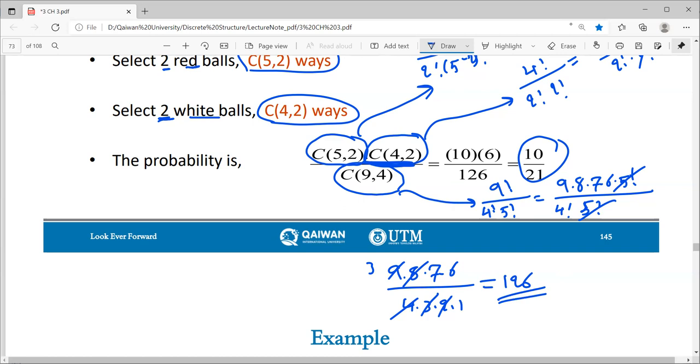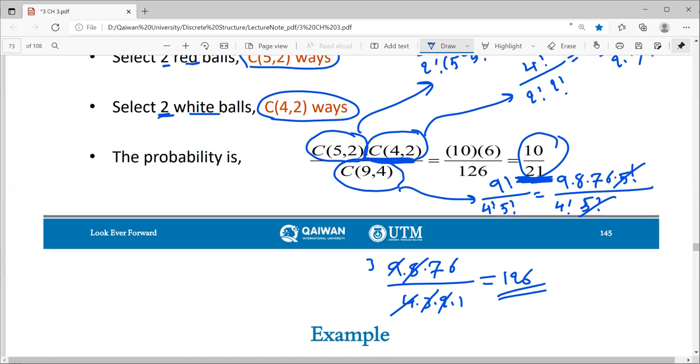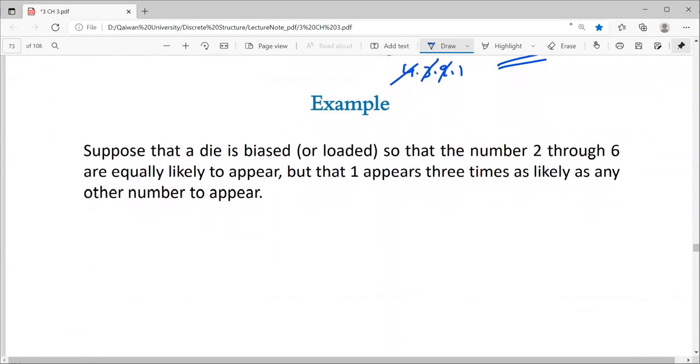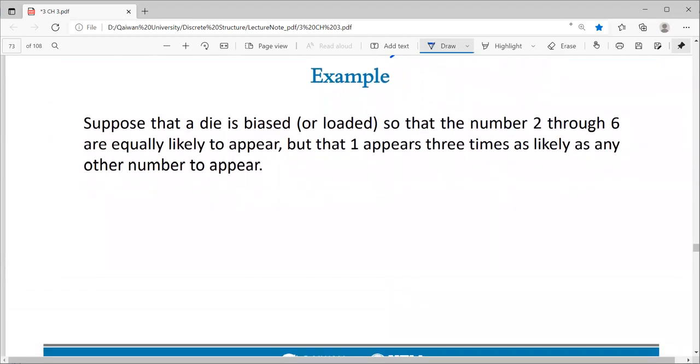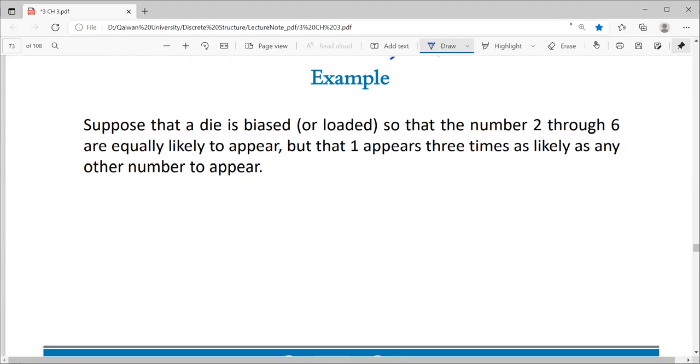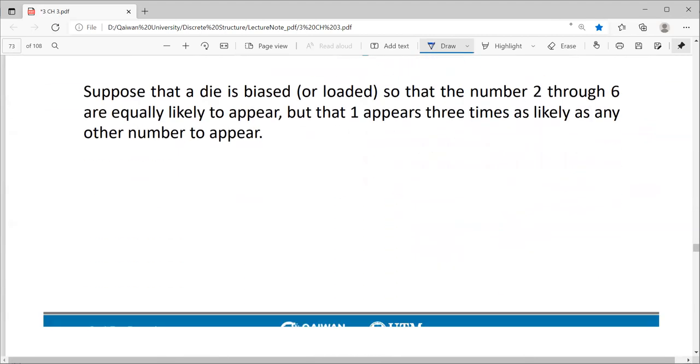As you see here, as it's asking about probability, as I said before, it must be between 0 and 1. And 10 over 21 is between 0 and 1. It's not greater than 1 and not less than 0. So the result is 10 over 21. That is the probability of taking 4 balls in such a way that 2 of them are red and 2 of them are white: 10 over 21.